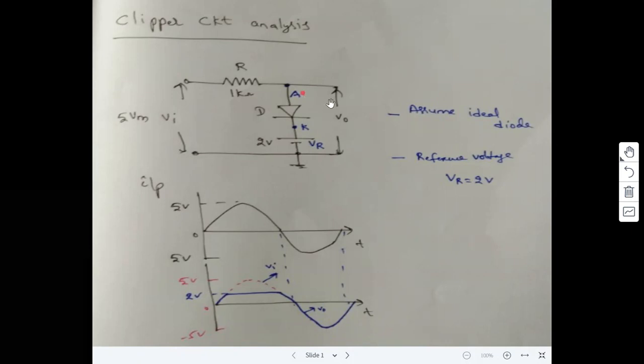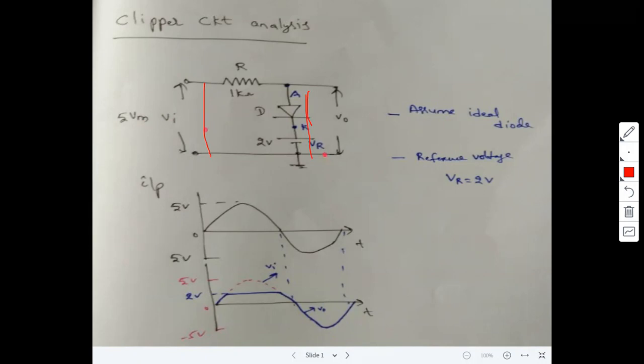Here in this circuit, this is a parallel clipper circuit. Why? Because a diode is connected in parallel to the input signal. Input signal Vi is equal to 5 volts maximum, and reference voltage Vr is equal to 2 volts.